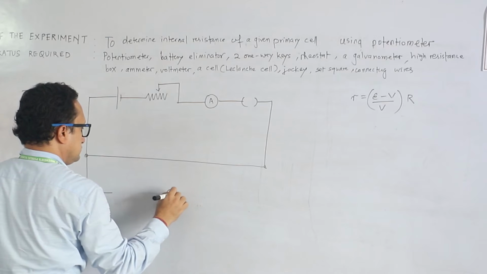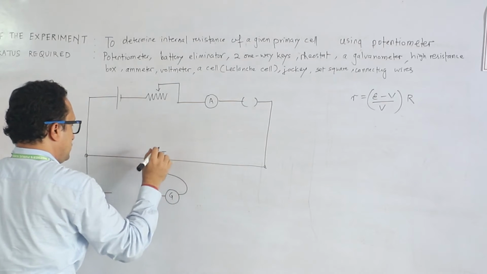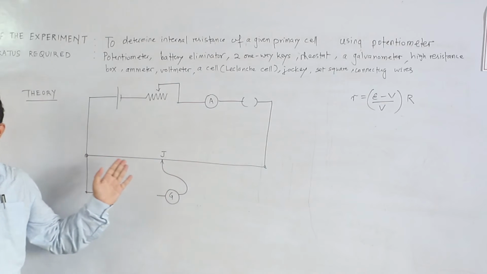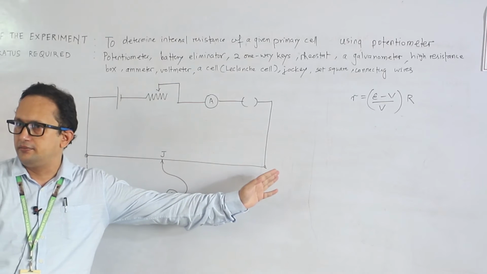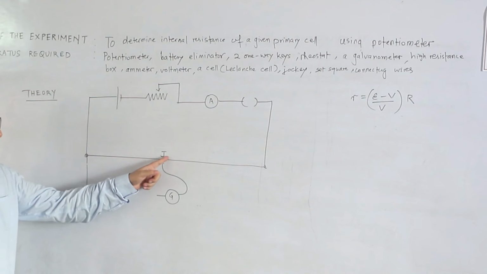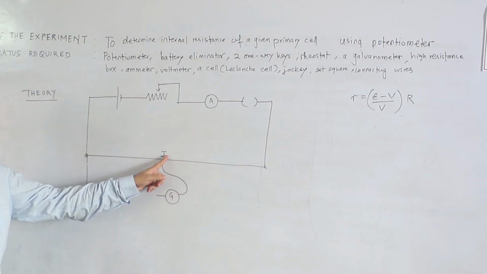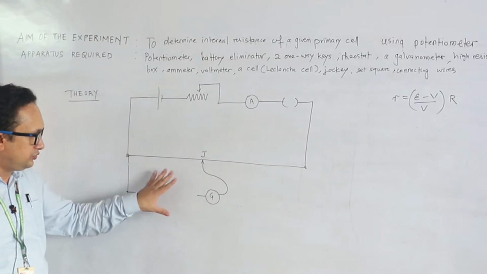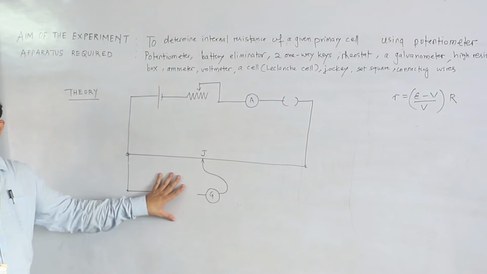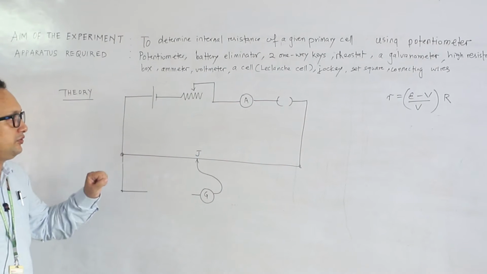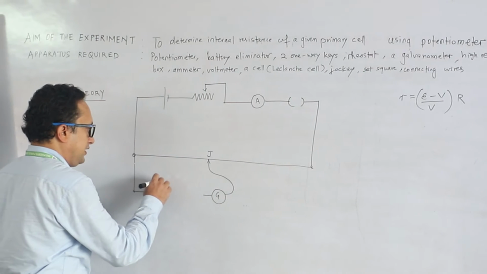so instead of those 4 or 5 wires, I just have only one single wire that is connected, and the point where the jockey will touch the wire will be the contact point. The galvanometer is connected. So you can see there is a gap. So how do I determine the internal resistance? What I will do is I will connect my circuit here.